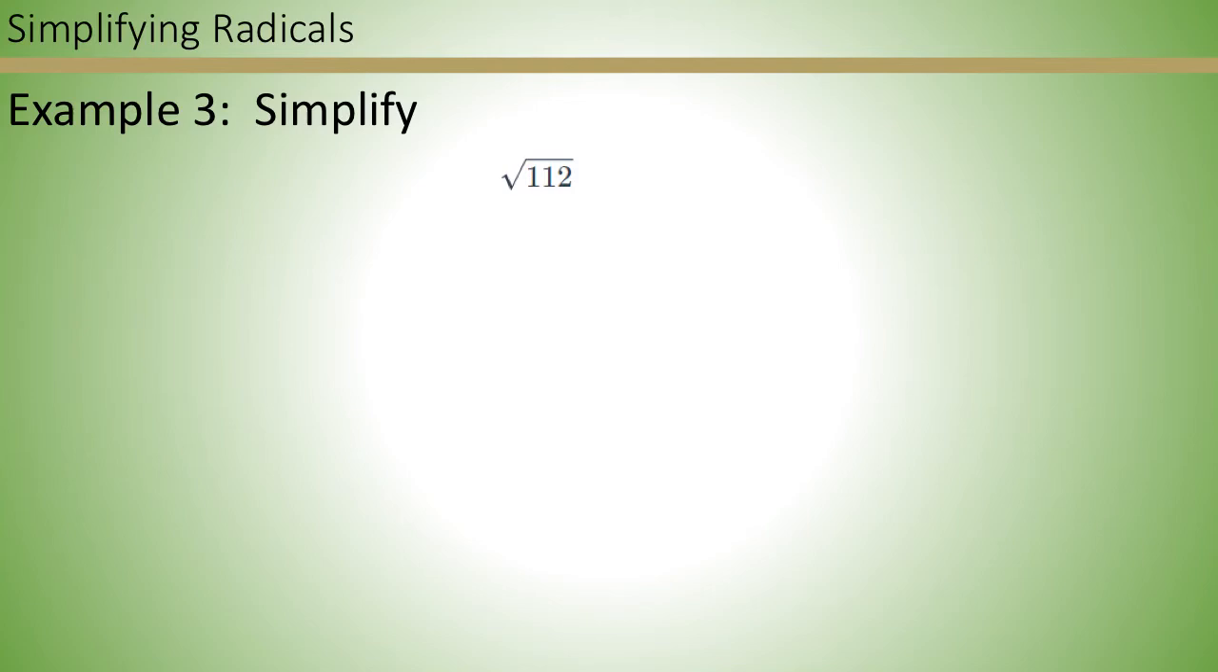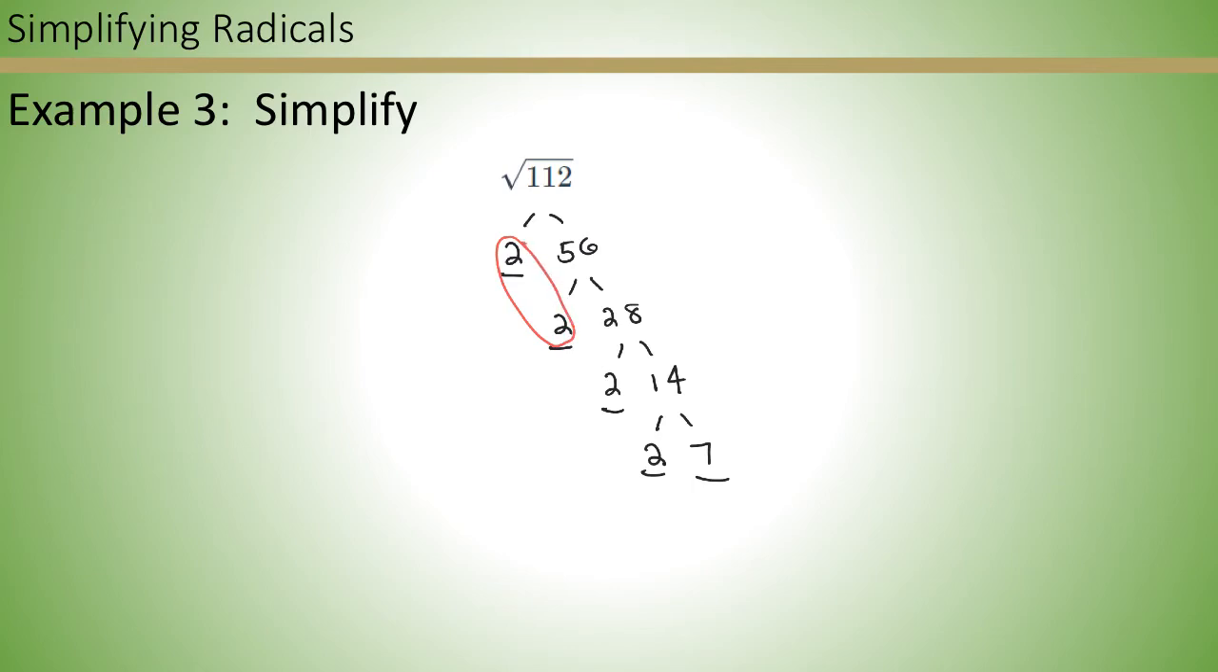Okay, here's another one. We're going to start again by dividing by 2. So 2 and 56. 56 can break down as 2 and 28. 28 can break down as 2 and 14. And then that can break down as 2 and 7. So I have all of these numbers. These are my prime factors of 112. So I have 2 different pairs of 2s.